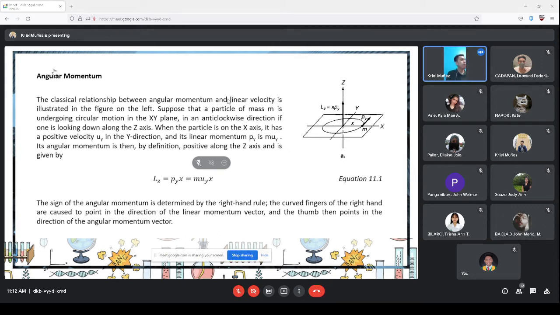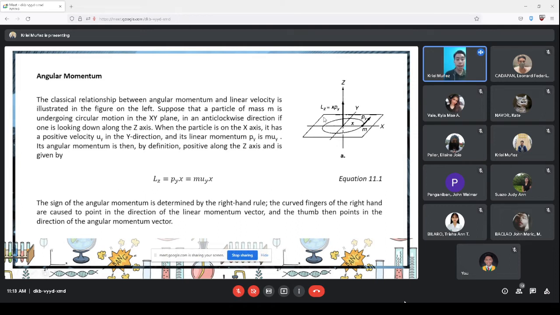Anyway, let's talk about the angular momentum first, and then break lang tayo before tayo magpunta sa magnetic moment. So the classical relationship between angular momentum and linear velocity is illustrated in the figure on the left. Suppose that a particle of mass m is undergoing circular motion in the xy plane in an anti-clockwise direction, or counterclockwise direction, if one is looking down along the z-axis.